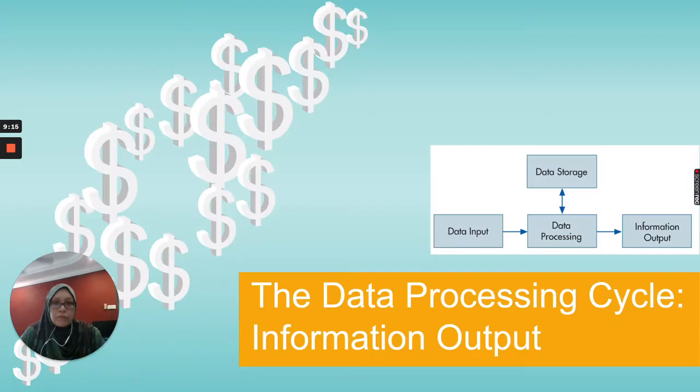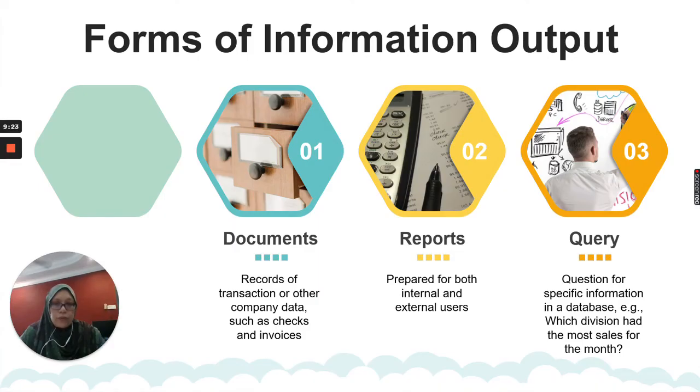Alright, and then the last one, output. The last step in the data processing cycle is the output. Output is more related to documents, reports and queries. You have heard the word reports before. Output can be in terms of soft copy or hard copy. And the information is presented in these three forms: documents, reports, and queries.